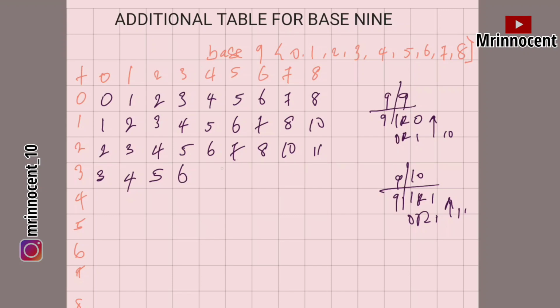3 plus 4 is 7. 7 in base 9 is 7. 3 plus 5 is 8. 8 in base 9 is 8. 3 plus 6 is 9. 9 in base 9 is 10. 3 plus 7 is 10. 10 in base 9 is 11. 3 plus 8 is 11. 11 in base 9 is 1 remainder 2, so 0 remainder 1. We have 12.